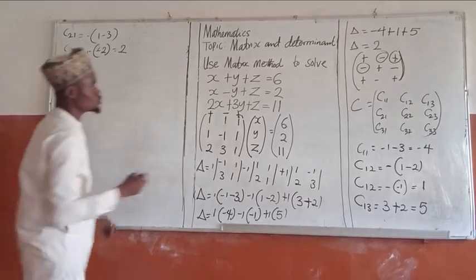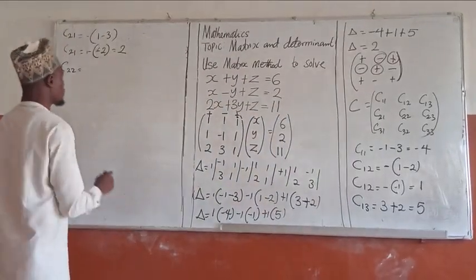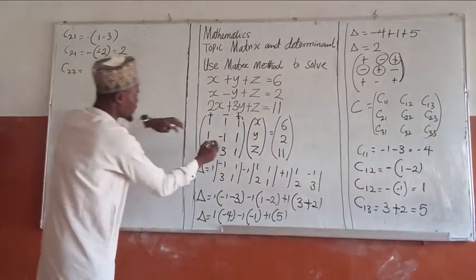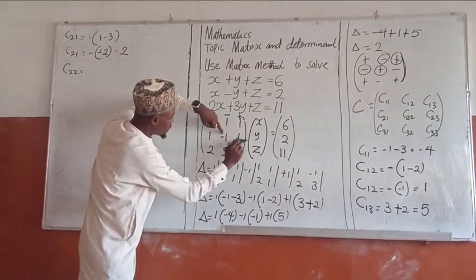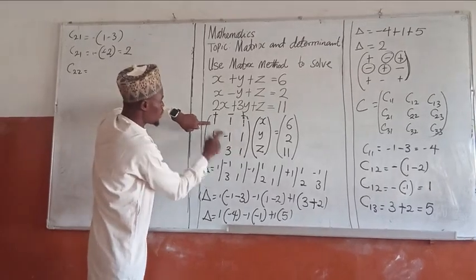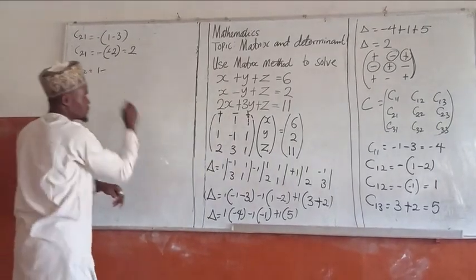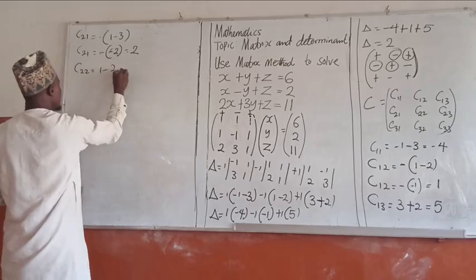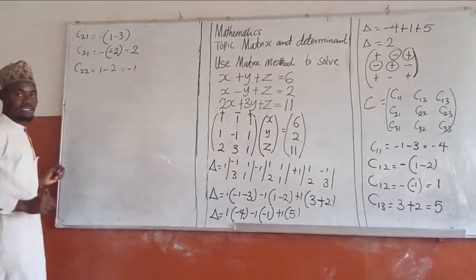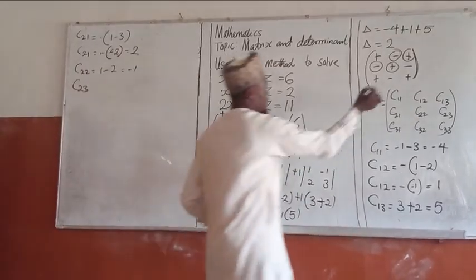Then C22. The position of C22 is this, and the conventional sign is plus. We don't need to use it. So we now just come here, cancel the rows and the columns. We have 1, 1, 2, 1. 1 times 1 is 1. Minus 2 times 1 is 2. 1 minus 2 is minus 1. That's C22.